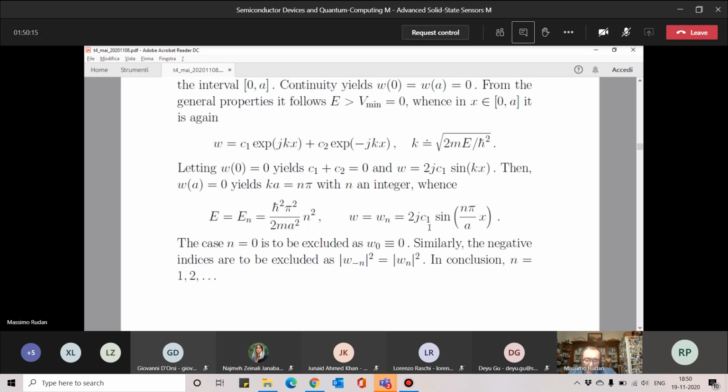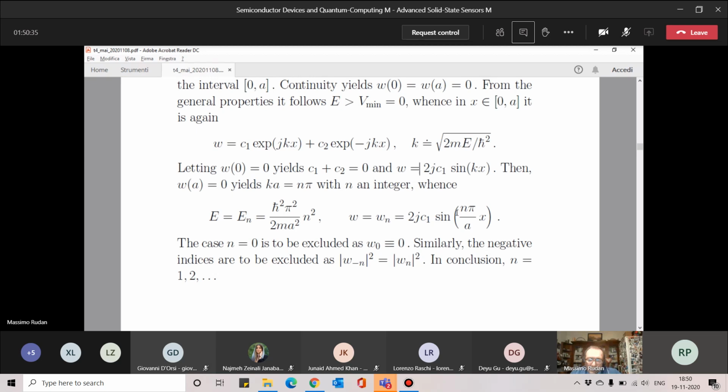Still, we miss this coefficient C1. This coefficient C1 did not come out from the boundary condition. It will come out from the normalization. So for the moment, C1 is some non-zero number, that may be complex.